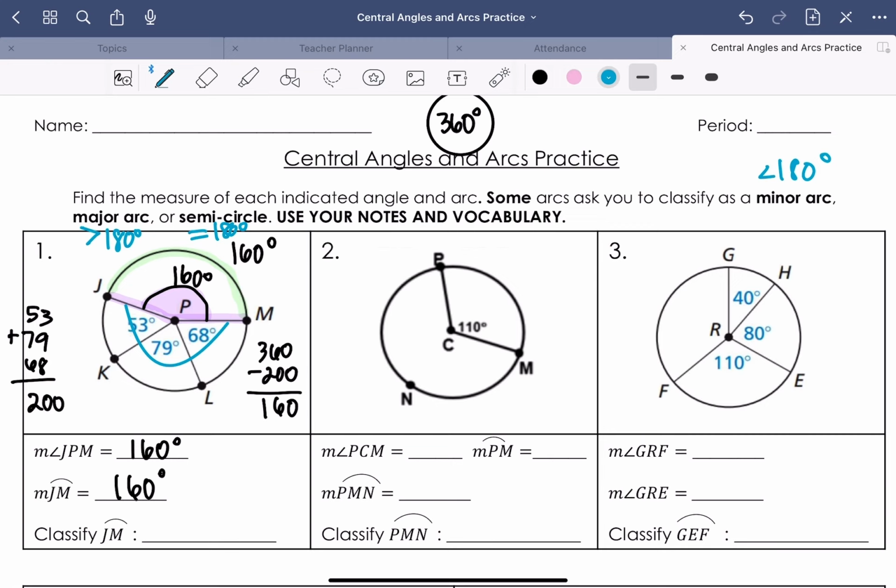So what do we have? If it's 160, that's obviously less than 180. This is a minor arc.